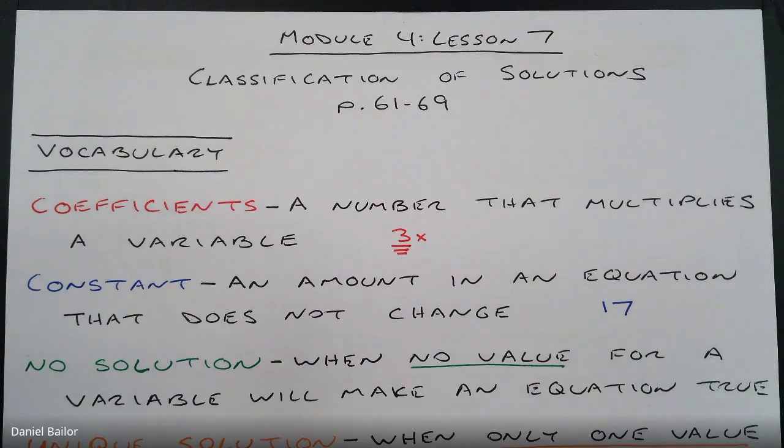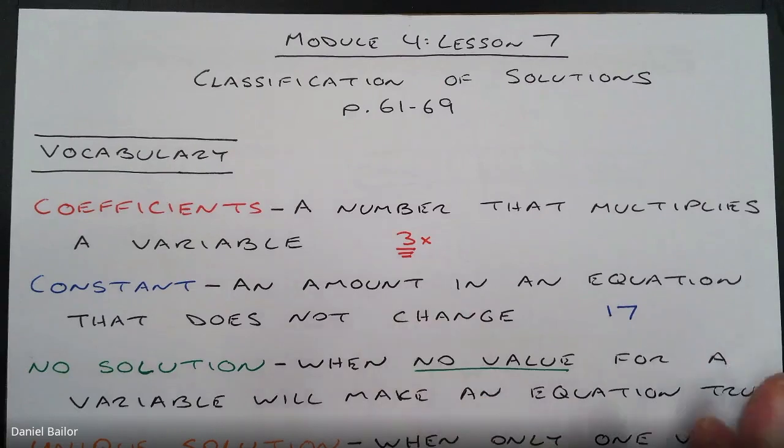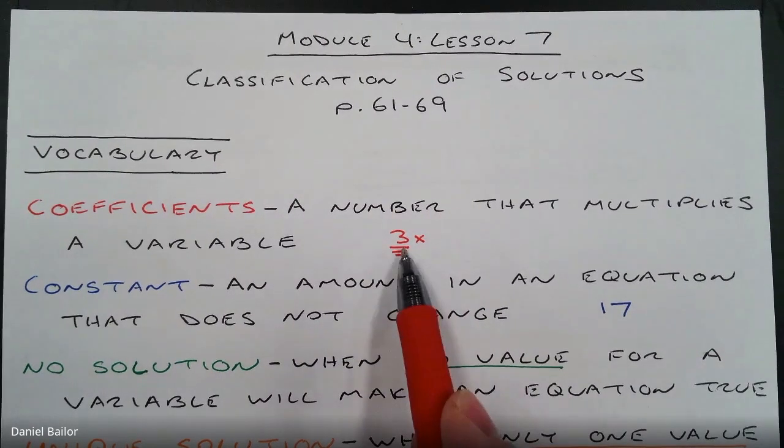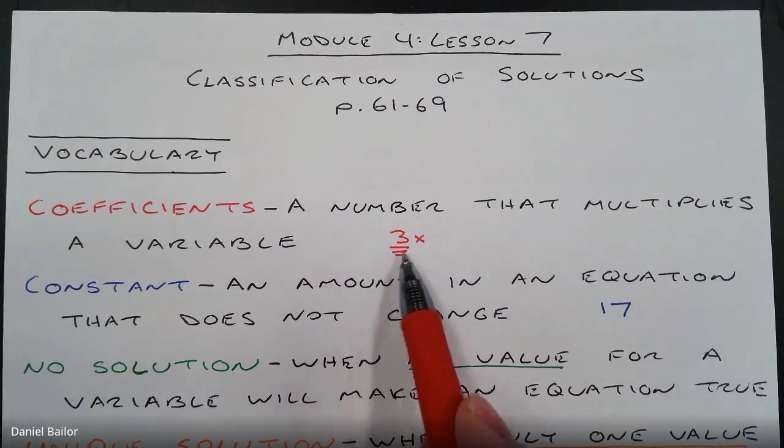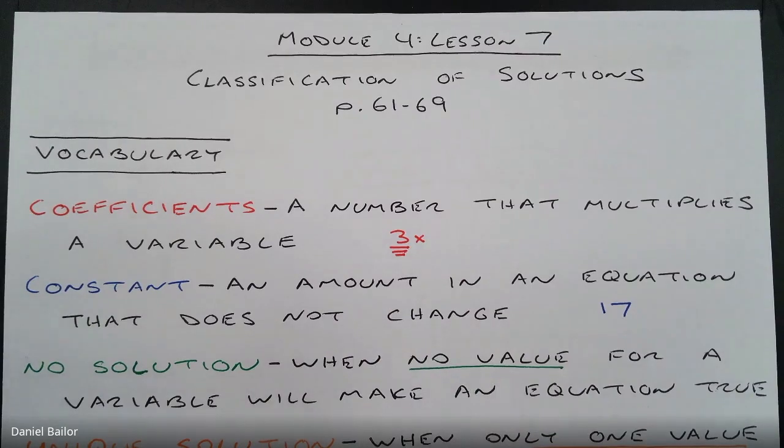But here's the vocabulary. The first word we're going to see is coefficients. A coefficient is a number that multiplies a variable. So, like in the term 3x, the x is the variable. 3 is called a coefficient because it multiplies x. So 3 is the coefficient. Any number you multiply a variable by is a coefficient.